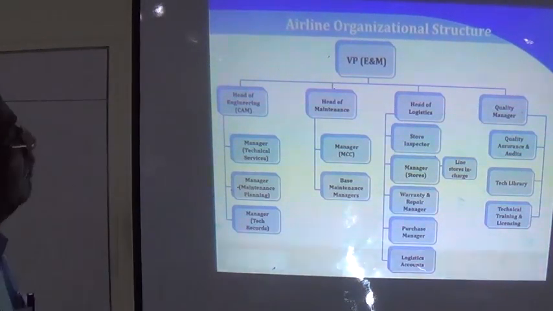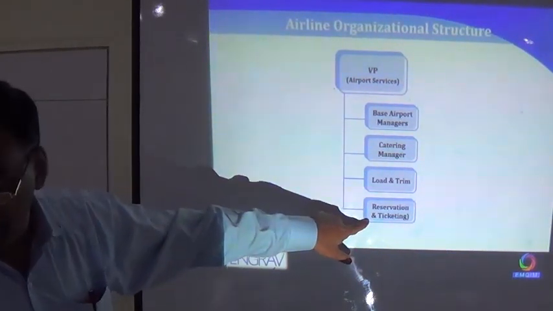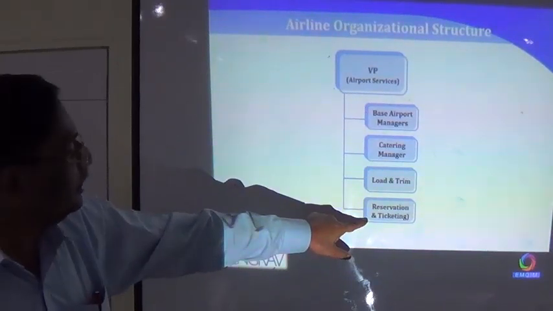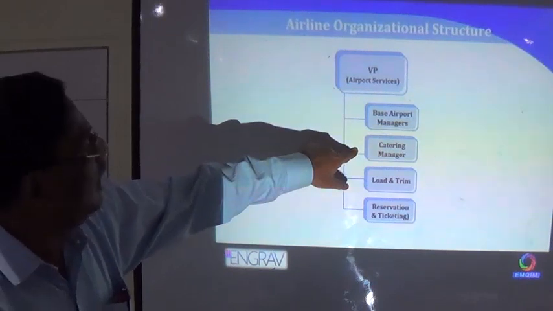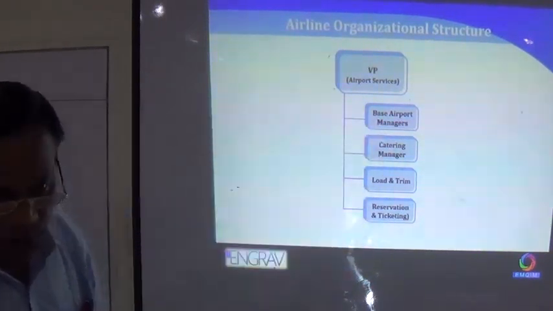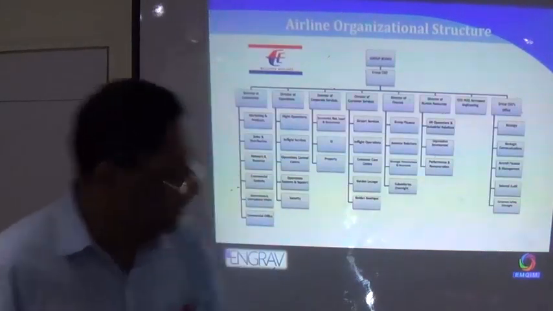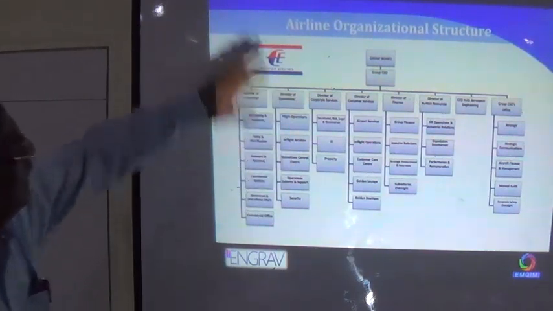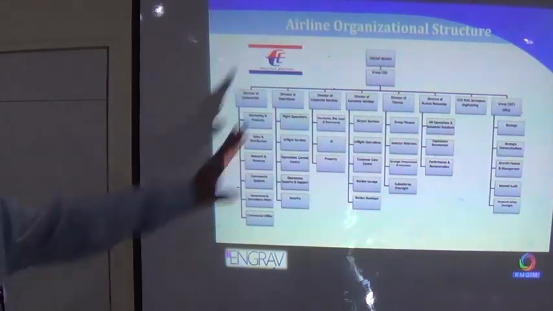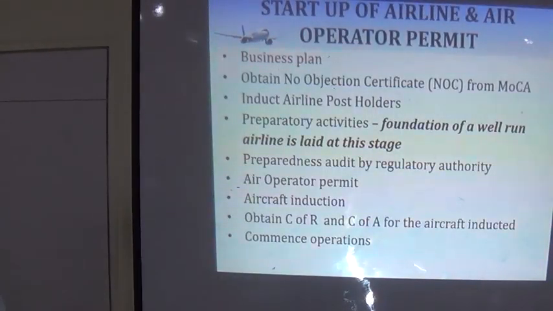Then airport services takes care of reservation and ticketing, so the online booking and all that. Load and trim, that I just explained. Catering, and all these check-in counters, baggage trolley and all that, front-facing activities, are all under the airport services. So this is of some particular airline, I just took a snapshot of their organization structure. We are essentially the same thing.